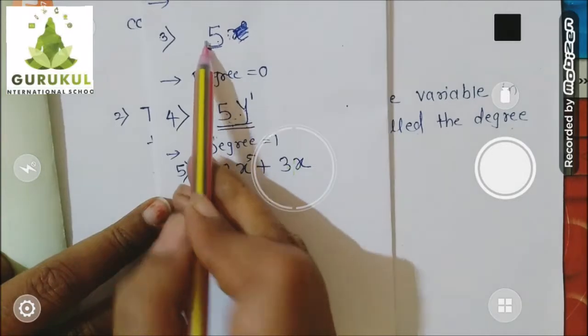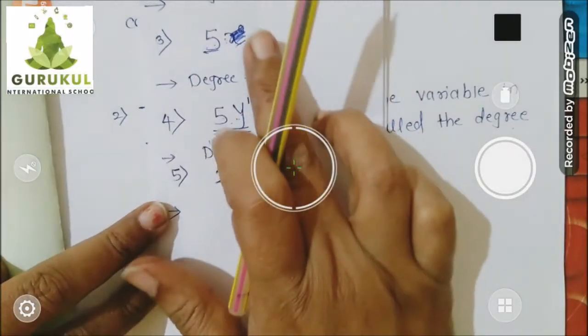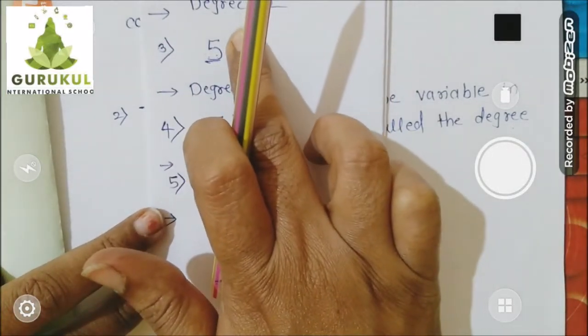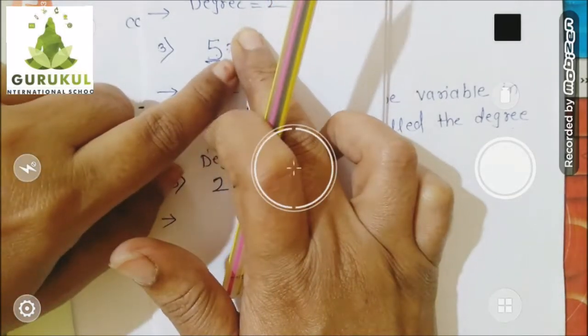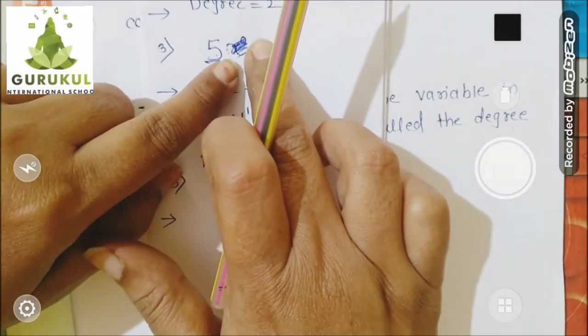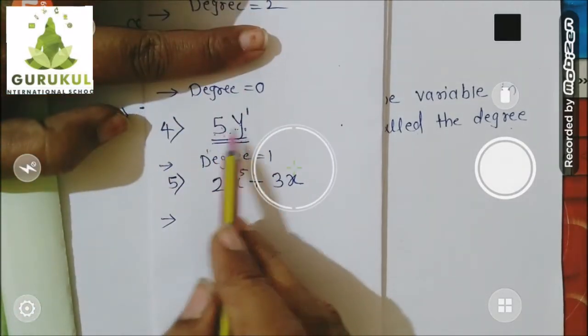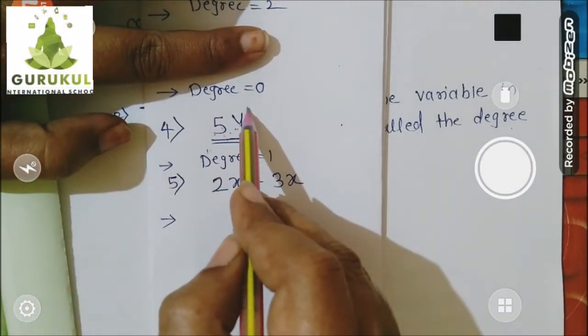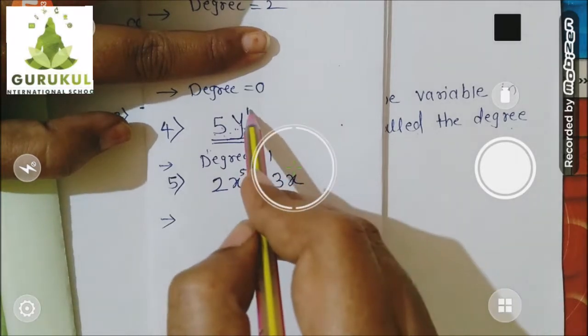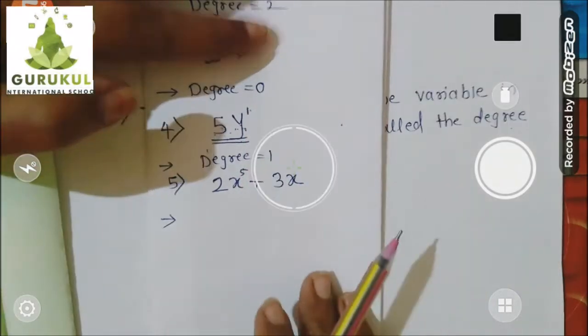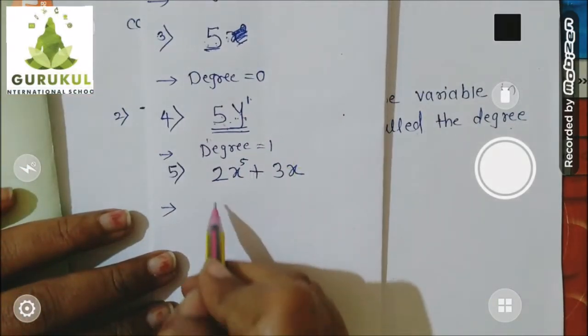Don't get confused between this and this, children. When only a constant number is written, you can assume any variable and put the index 0. And when along with the constant number a variable is written but its power is not written, then its power is considered to be 1. Okay, I hope you understood this.